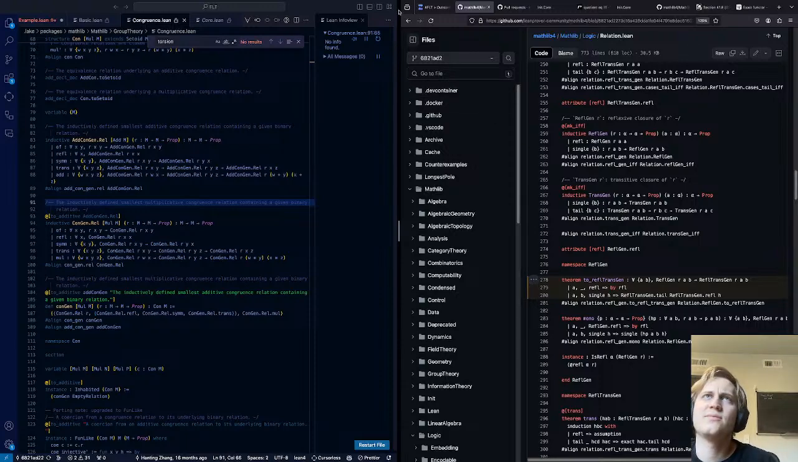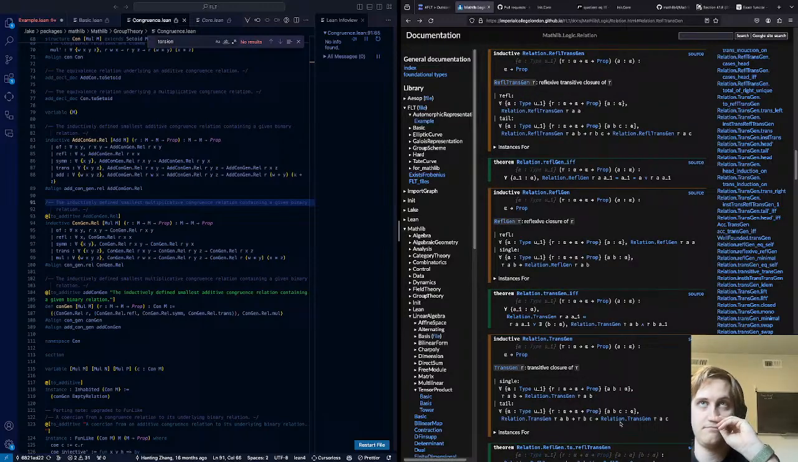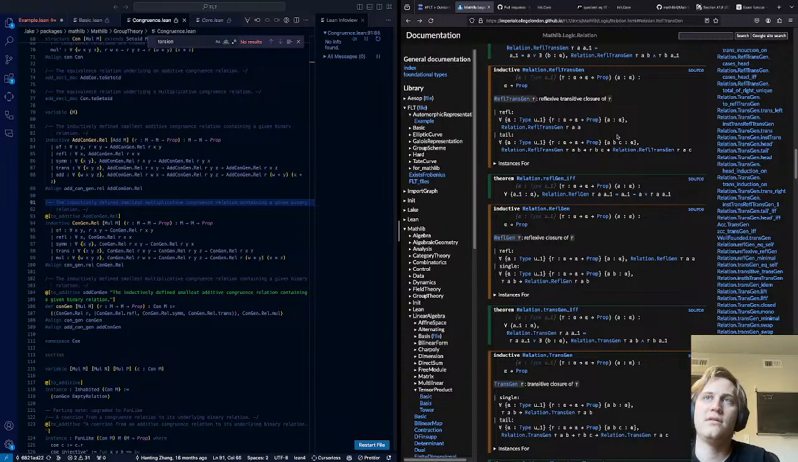Sorry, what's going on? Refl transgen. This is the one that I'm claiming doesn't have the fact that I want. The single.